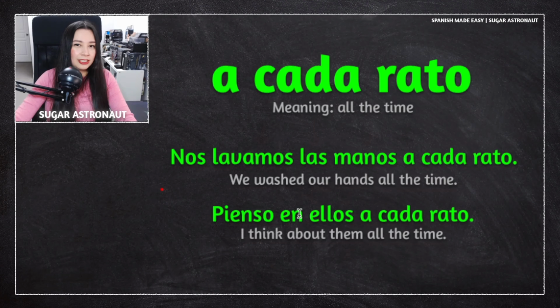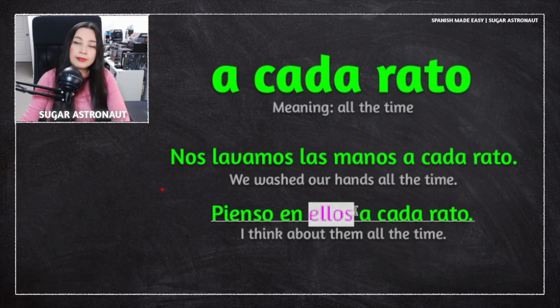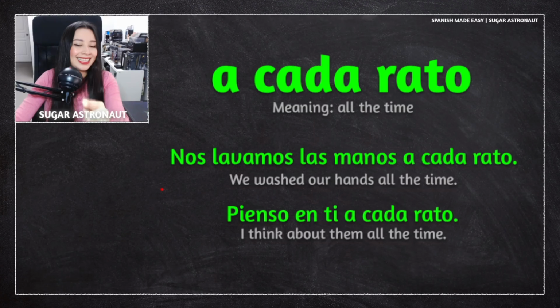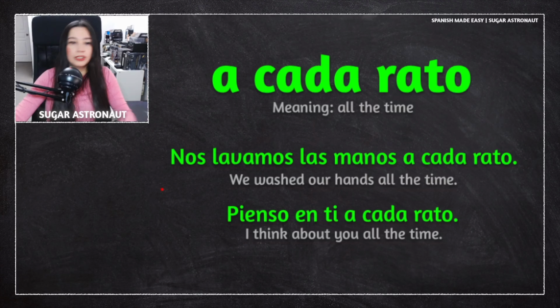All the time. So essentially, you can use the normal personal pronouns: yo, él, ella, nosotros, usted, and so on. The only different one is you, and ti. Remember, ti, not tú. So just keep that in mind. And yeah, this is a very nice phrase. Pienso en ti a cada rato. I think about you all the time. So remember, a cada rato means all the time. It's a common phrase to use in Spanish. And yeah, this is a good one to add to your vocabulary.